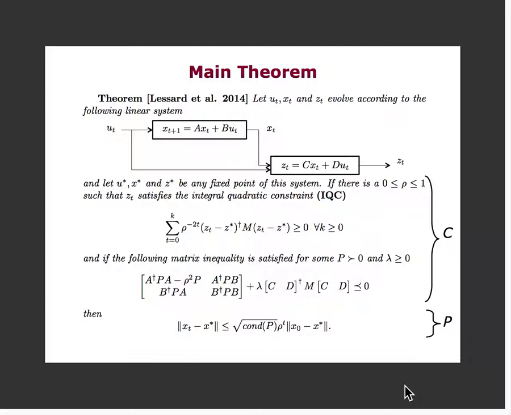So if the output of the probing function satisfies these two constraints, then this property here holds. The property is that my signal x of t converges to some fixed point x star at the rate of rho. That's what I want to use, because that's how I want to extract my bound for the Nesterov scheme. So let me parse what these symbols mean.